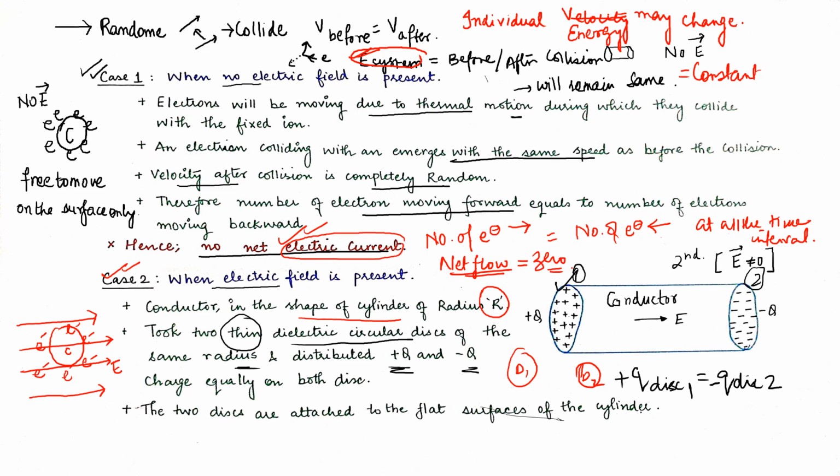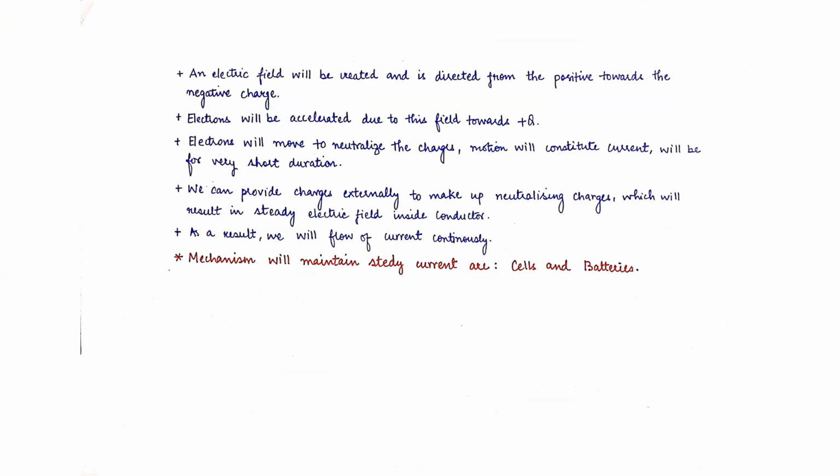Now the two discs are attached to the flat surface of the cylinder. They are attached on the flat circular surfaces of this cylinder. Now we will see what happens next. An electric field will be created and is directed from the positive towards the negative charge. See over here, I am making the diagram once again. This is positive, this is negative. So the electric field will move from positive to negative.